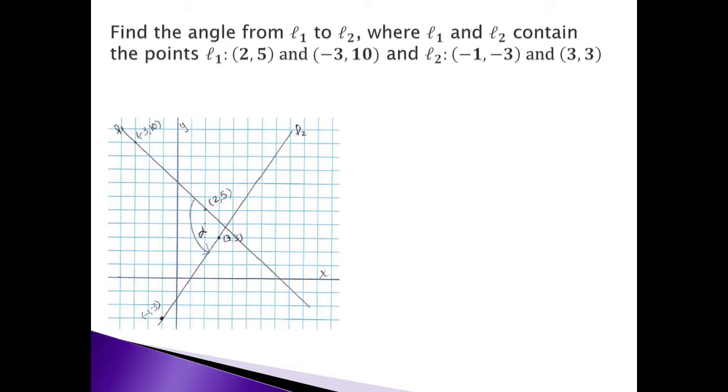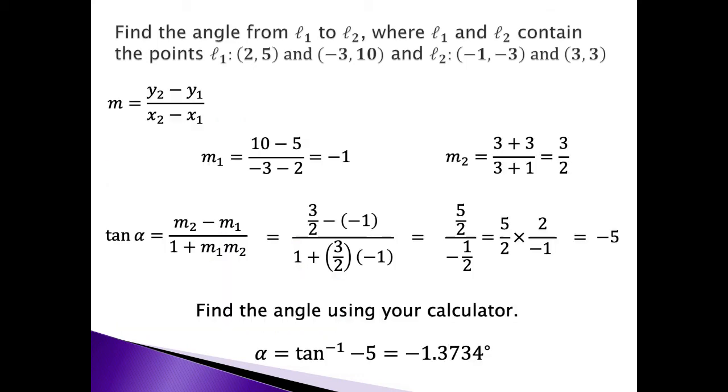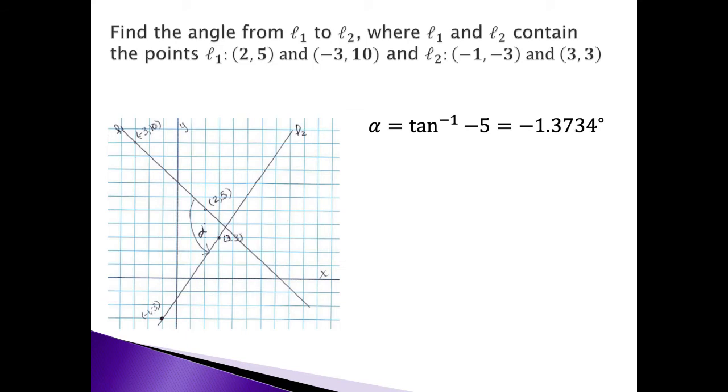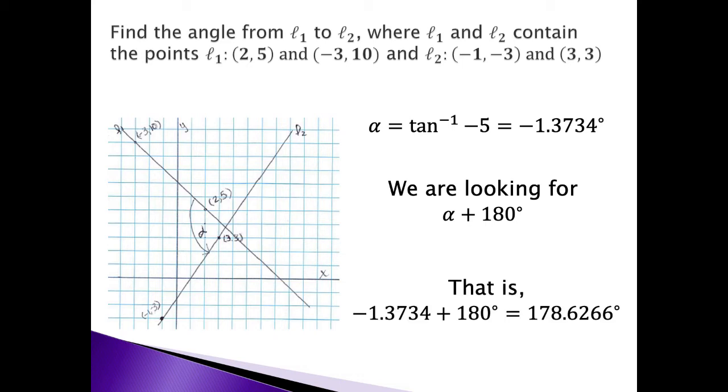And it's saying that alpha is -1.37 degrees. That's not right. That's not -1 degrees. So what does that mean? That means that we're looking at alpha plus 180. So that's 178 degrees. This is why I said that you need to make sure that you draw your lines. So you need to be careful and make sure that what you're being asked for is what you're looking for.